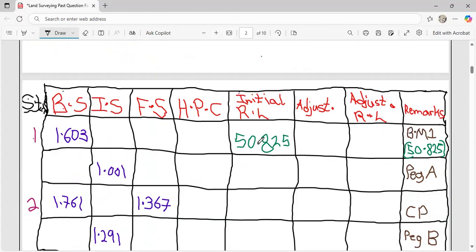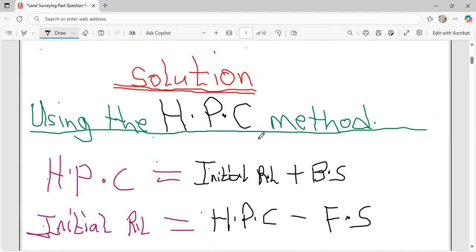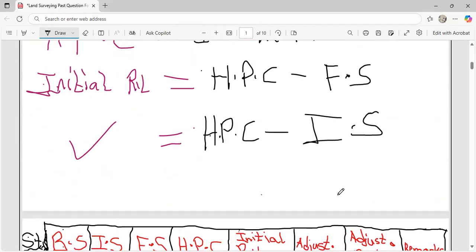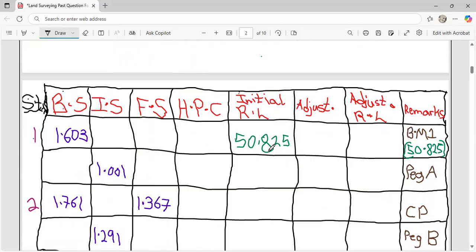But the HPC has a formula of what? How did we say the HPC is? We say that our HPC is equal to the initial reduced level plus the backside. Okay, so our first initial reduced level has been provided over here. Let's quickly add it to the backside and see the value we are going to get.